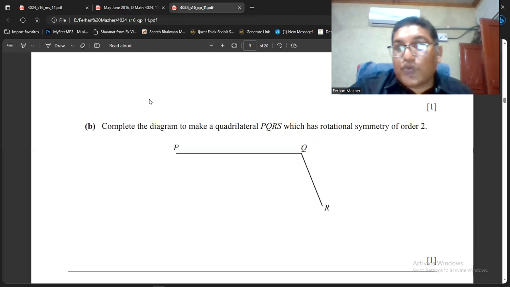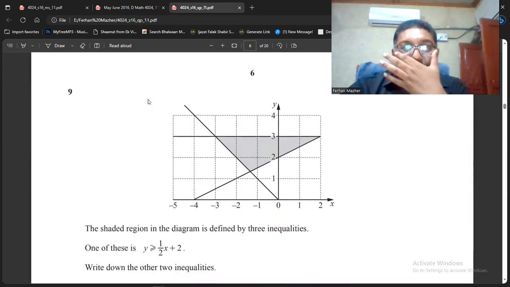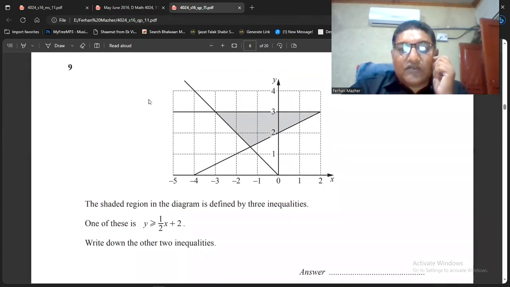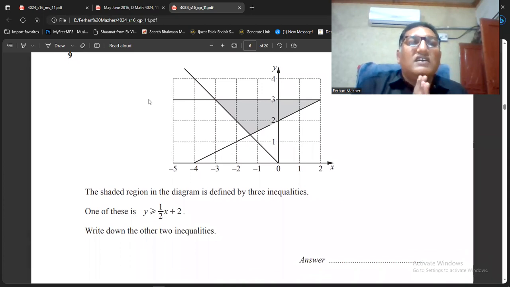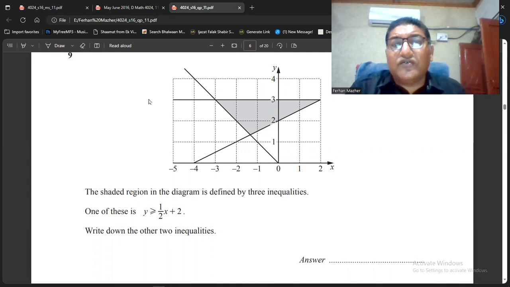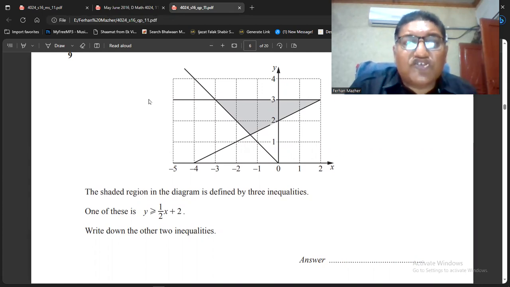Okay, my dear students, we are going to the next question. The next question coming up on your screen is question number 9. It says, the shaded region in the diagram is defined by 3 inequalities. One of these is y is greater than or equal to 1/2 x plus 2. So first of all, write down the other 2 inequalities.